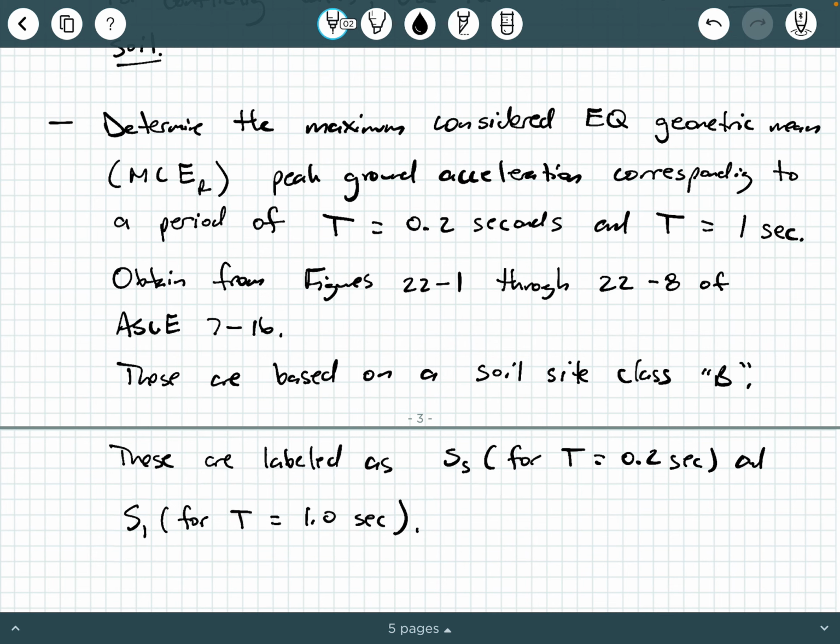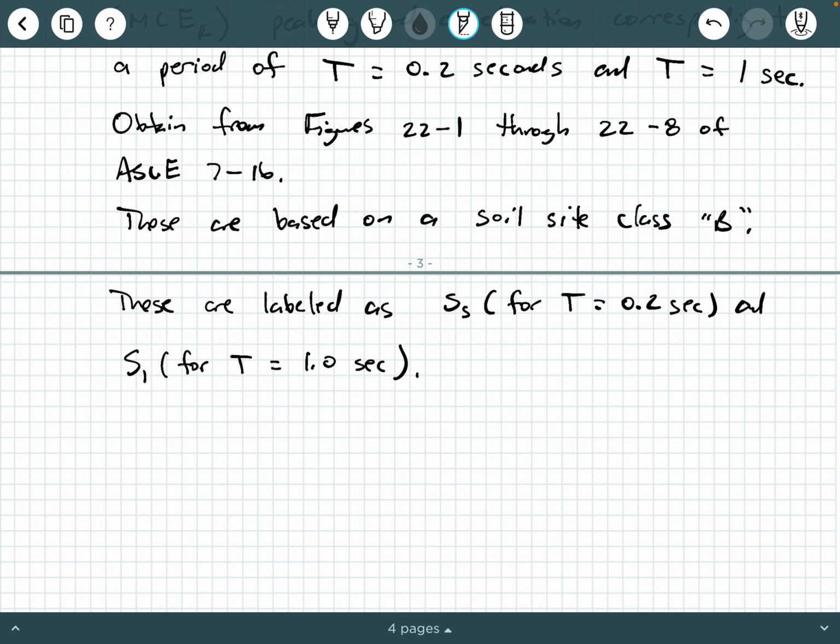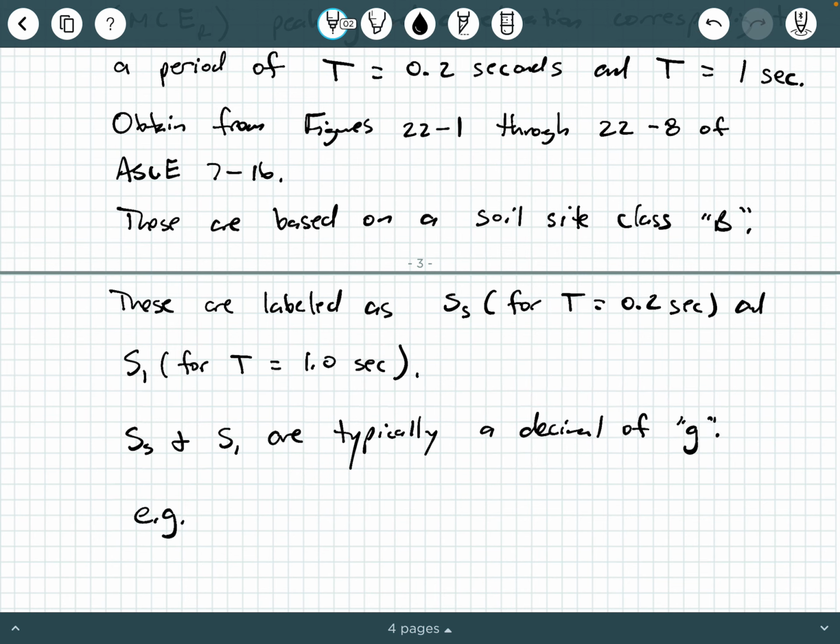Okay, so here's what's a little confusing. SS is the peak ground acceleration corresponding to a period of 0.2 seconds, and S1 is the label for the peak ground acceleration corresponding to a period of 1 second. So this is just how they're labeled. So SS and S1 are acceleration values, and they're usually given as a decimal of G. So for example, if SS equals 0.3, that means SS equals 0.3 Gs.